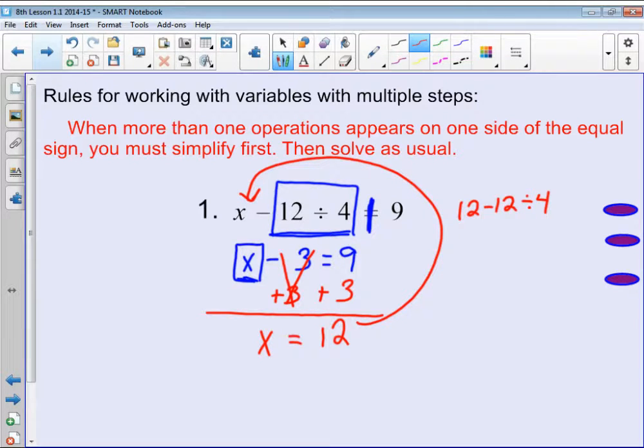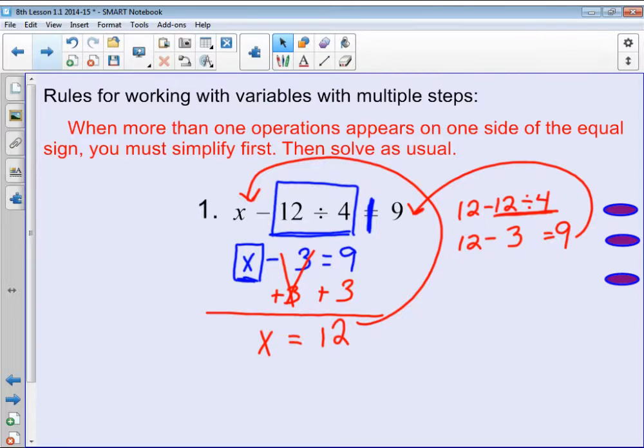So I need to go ahead and do my multiplying and dividing first. I'm going to have to solve that first. So 12 divided by 4 gives me 3. I still have the 12 minus in front. So 12 minus 3, that gives me 9. Did I have 9 here? Yes, I did. So I know that I did this correctly. So the key thing is, with multiple steps you want to simplify so that you can then work your simple equations of a one-step equation. So let's try another one.